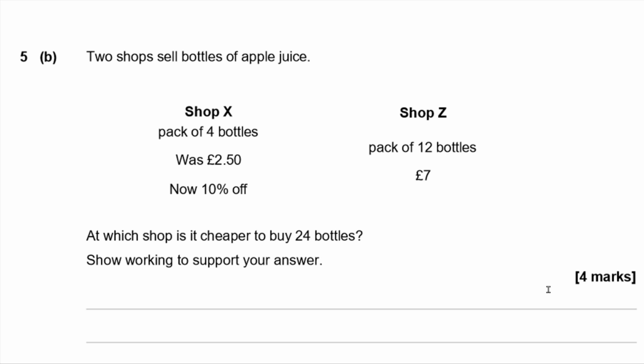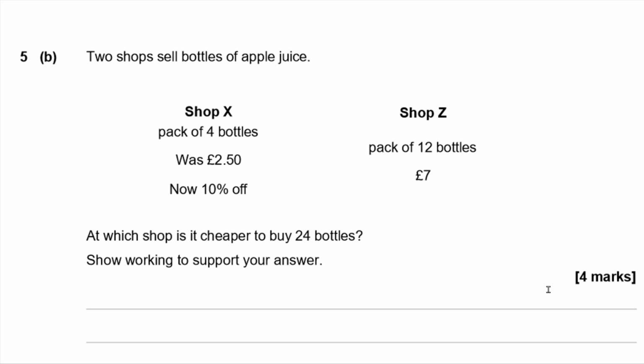Part B says 2 shops sell bottles of apple juice. Shop X sells packs of 4 bottles. They were £2.50, now they're 10% off. And Shop Z sells packs of 12 bottles at £7. Which shop is it cheaper to buy 24 bottles? Show your working to support your answer.